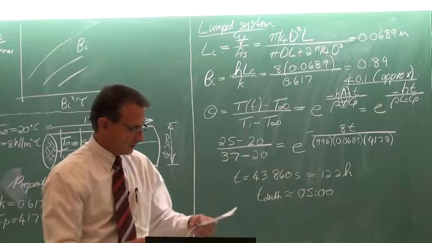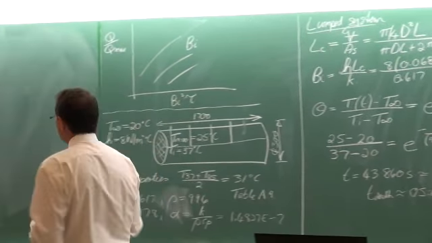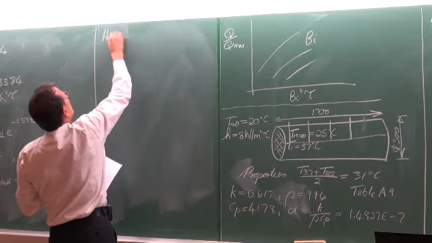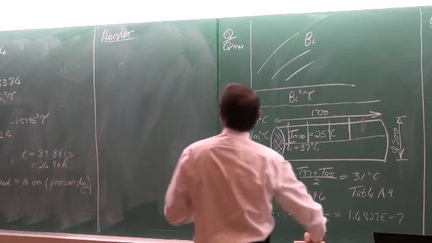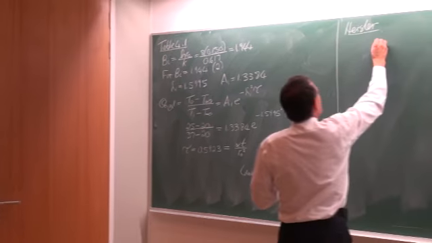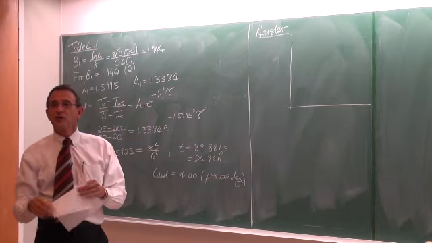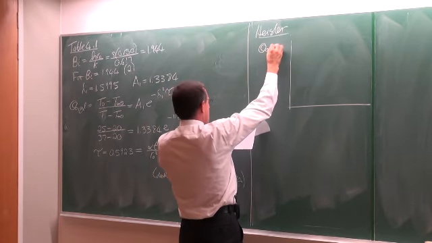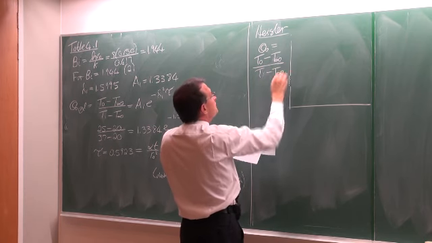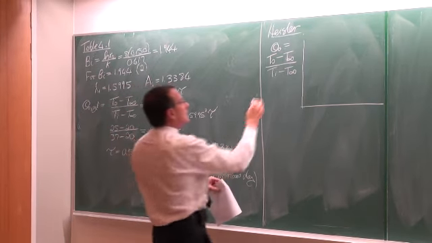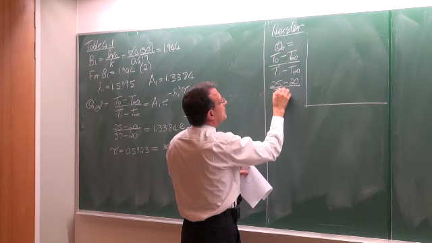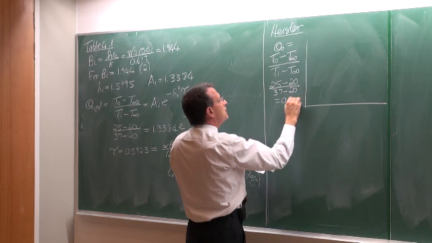Okay, ladies and gentlemen, that is the first method of solving this problem. We can also use the Heisler charts. The first Heisler chart gives theta 0 is equal to T0 minus T infinite divided by Ti minus T infinite. The temperature at the center is 25, the room temperature is 20, the initial temperature 37, the room temperature is 20. That would mean 0.294.